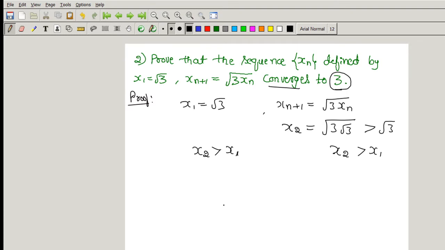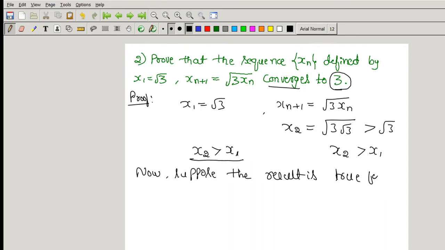In the mathematical induction process, first we have to prove for n is equal to 1, and later we assume the result is true for the nth term, and later we have to prove for the n plus 1th term. So here the inequality is true for the first term: x2 is greater than x1. Now suppose the result is true for xn, for the nth term, the result is true.